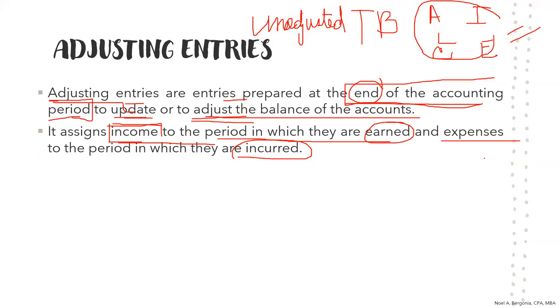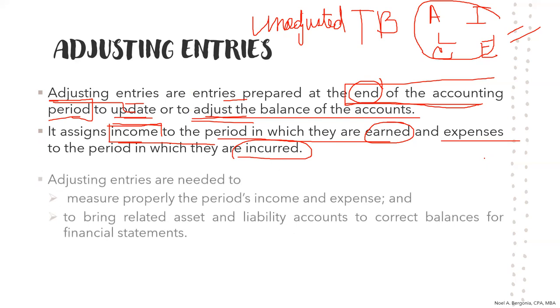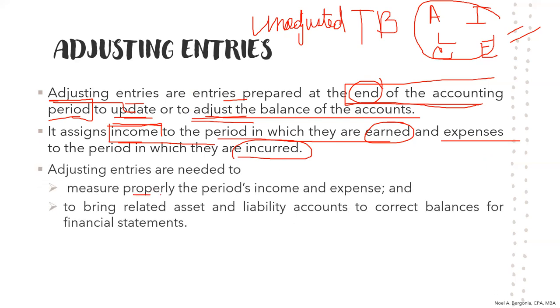Okay, so in addition to the purpose of updating and adjusting the balances, adjusting entries are needed to, number one, measure properly the period's income and expenses. We don't want to understate or even overstate our income or expenses. That's why we need to adjust it to make sure that our balances are correct. Moreover, adjusting entries are used to bring the related assets and liability accounts to correct balances for the financial statement. So again, going back to the initial definition, it is used to adjust, or update the balances of our assets or even the liabilities as well as the income and expenses. Okay, so I hope that that is clear, no?